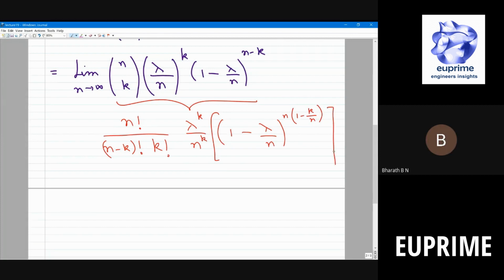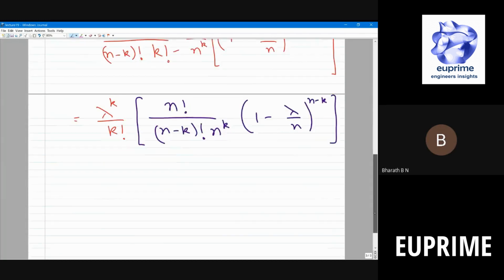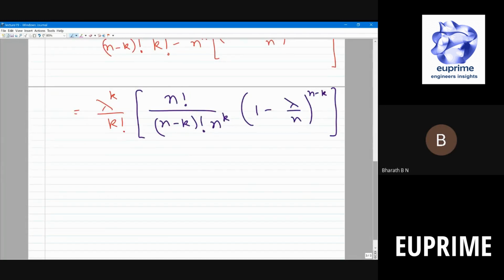So this is what we have. Now I can just take lambda power k and k factorial out. Then I'll write the remaining: n factorial divided by (n minus k) factorial into n power k, and (1 minus lambda by n) power n. Now what can you say about this as n goes to infinity?